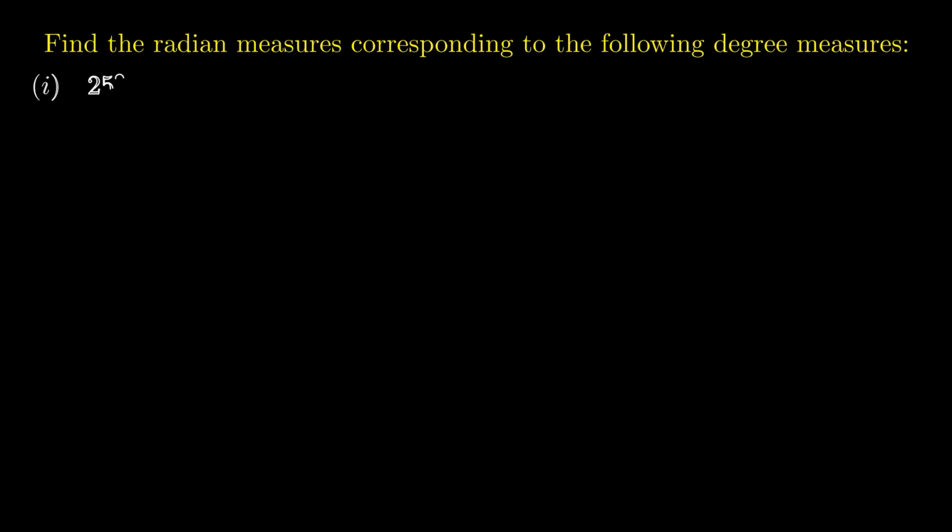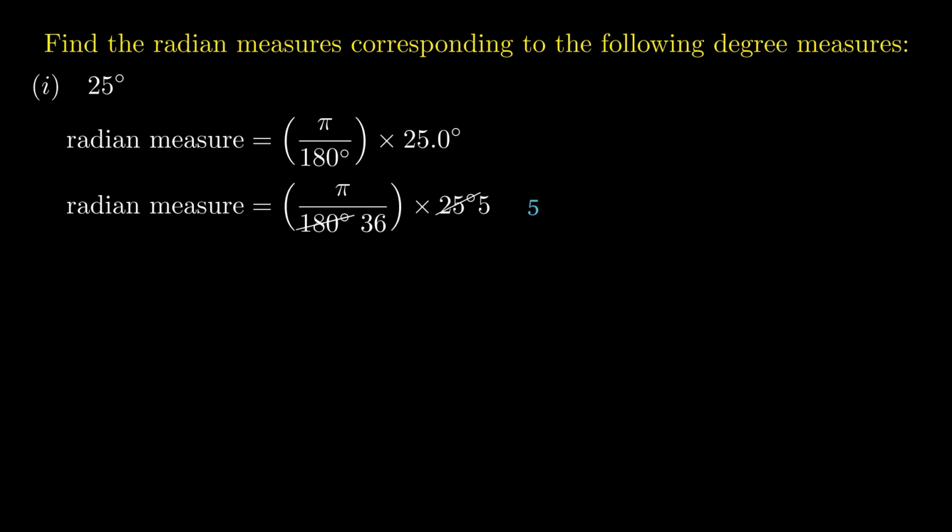First up, we have 25 degrees. We know the formula for radian measure conversion. So radian measure equals pi over 180 times the angle given here, which is 25 degrees. With some simplification, we can arrive at the final answer. Radian measure equals 5 times pi over 36.